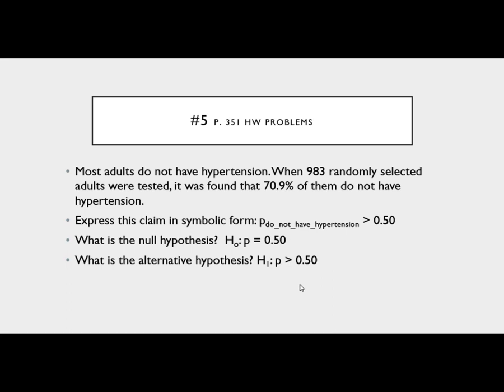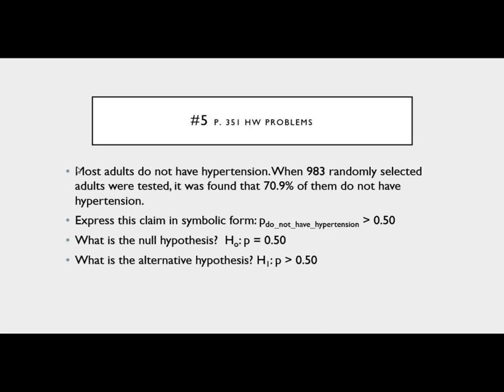All right, let's do another example. Here we are on page 351 from the homework problems. Most adults do not have hypertension. When 983 randomly selected adults were tested, it was found that 70.9% of them do not have hypertension. So let's express this claim in symbolic form. The probability of those that do not have hypertension is more than 0.50.